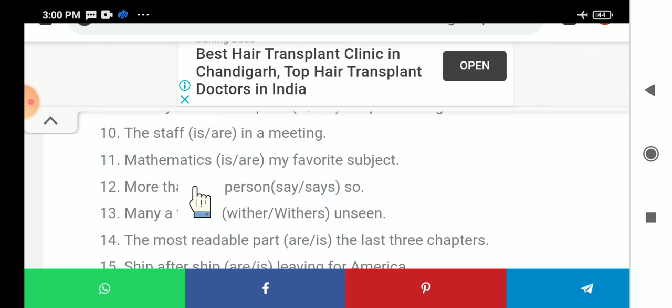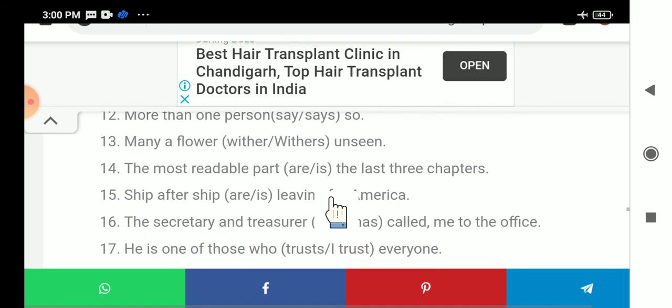Then comes question number 12. More than one person says so. So is "say" singular or plural? Say is plural. Says is singular. So here, if the phrase "more than one" is added, then we have to use a singular verb.